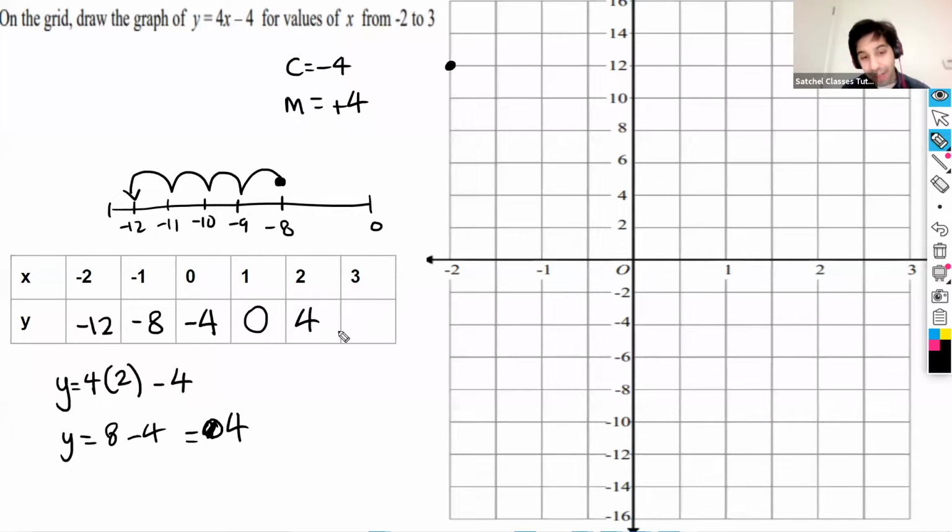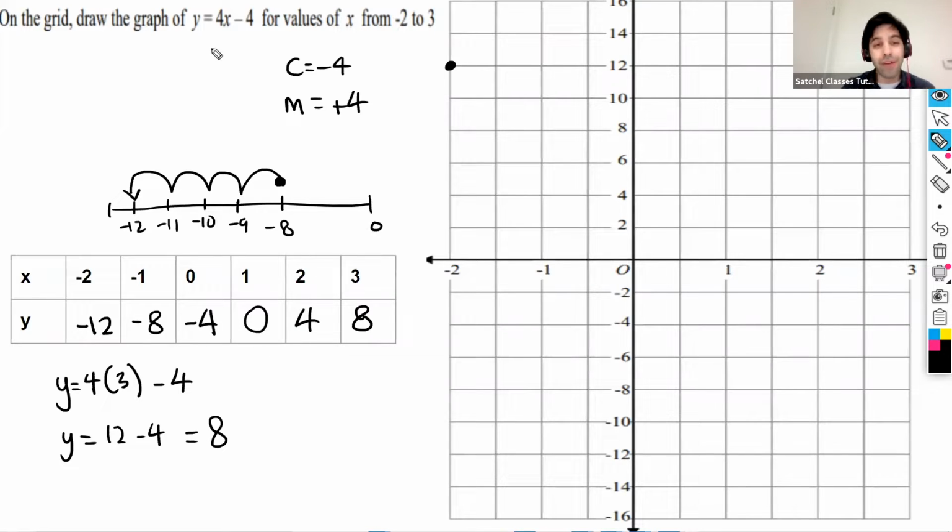And the next y value, again, because we're going up by a constant amount, adding 4 each time, is going to be 8. And I'm just going to test it with my equation. So 4 times 3 is equal to 12. And 12 minus 4 is equal to 8. So I know, because my graph is going up by a constant amount, or the y values are increasing by a constant amount, I know I've done this right.